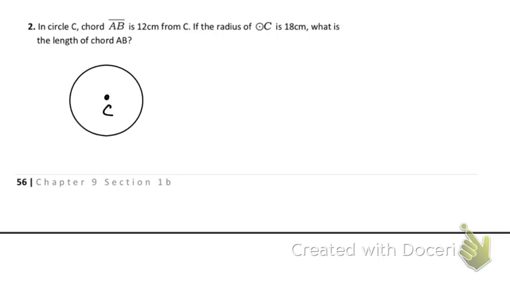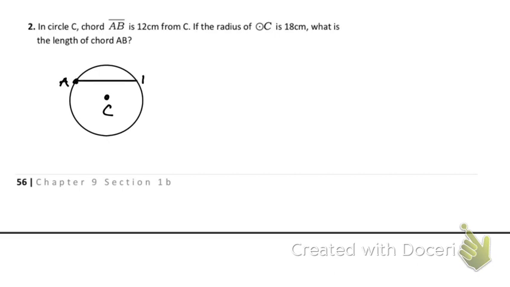So I'll draw circle C. We have chord AB is 12 centimeters away from C. If the radius of circle C is 18, what is the length of chord AB? Note, it doesn't tell you where to draw chord AB, so you can draw it anywhere you want. I'm just going to draw it up here. I'm going to call that AB.